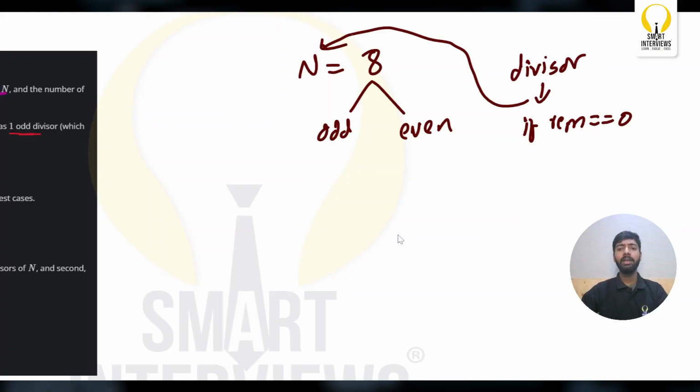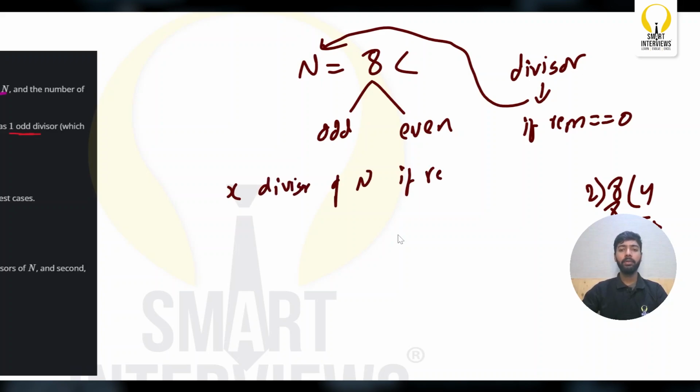Let's take an example. Let's say 2. Can 2 divide 8 completely? Yes. So 2 divides 8, 4 times, and you'll get a remainder of 0. So clear with the divisor? Now I have to find the total number of odd divisors and even divisors of n. First thing, how do I find a divisor? I know that x is a divisor of n if n mod x is 0.